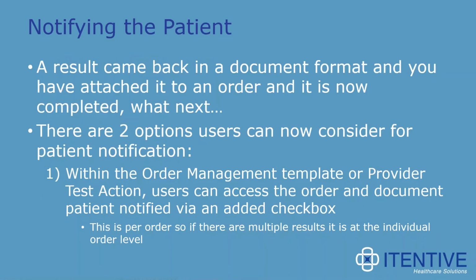So when you want to notify the patient, a result comes back in a document format and you've attached it to an order and it's now completed. So what next? Well, there's two options users can now consider for patient notification. First and foremost, within the order management template or provider test action, users can access the order and document the patient notified via an added checkbox. This is per order. So if there are multiple results, it's at the individual order level, and that's really important, and we're looking into perhaps some functionality down the line about if it's preliminary, if it's final, so there's a lot of conversations on this, but it's important to note that if there are multiple tests associated with an order, you must check this at the individual order level.